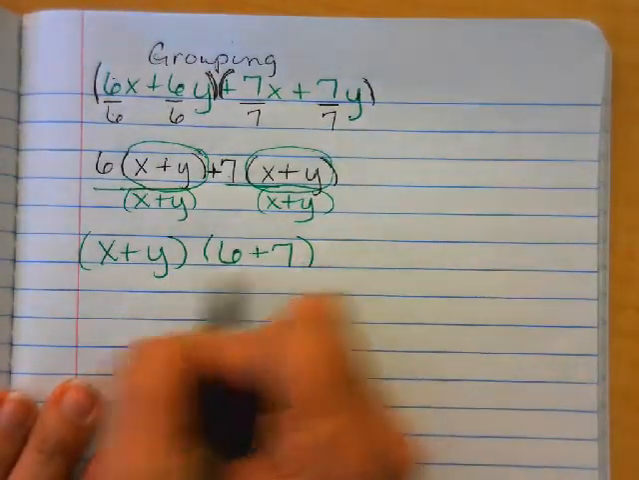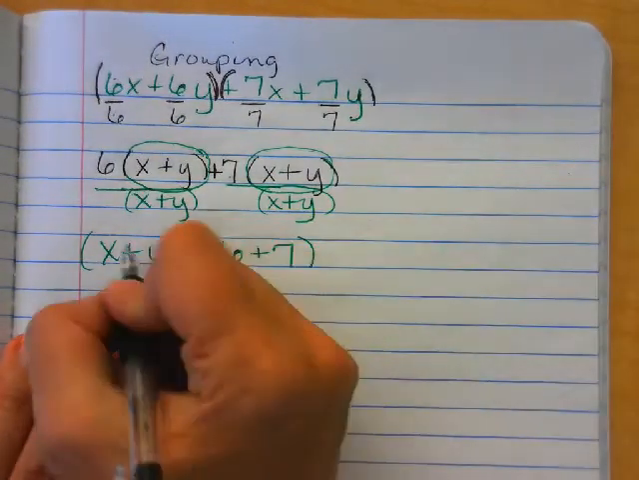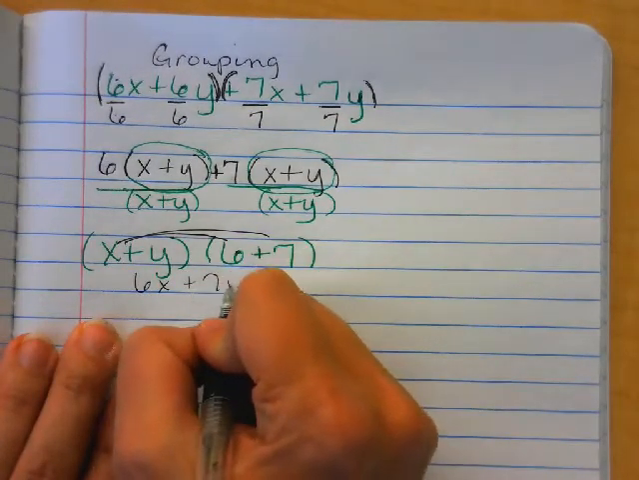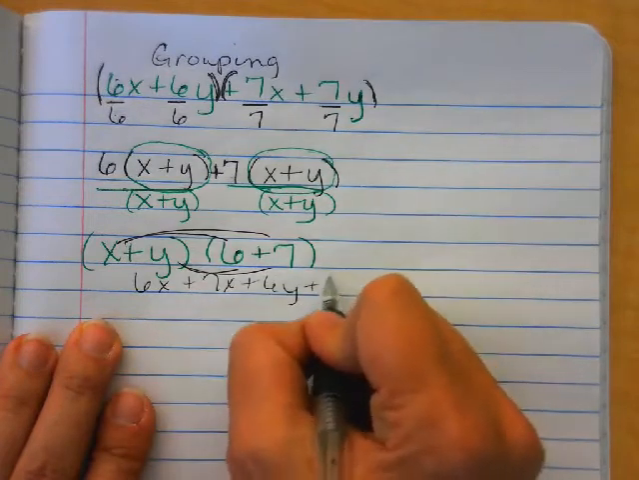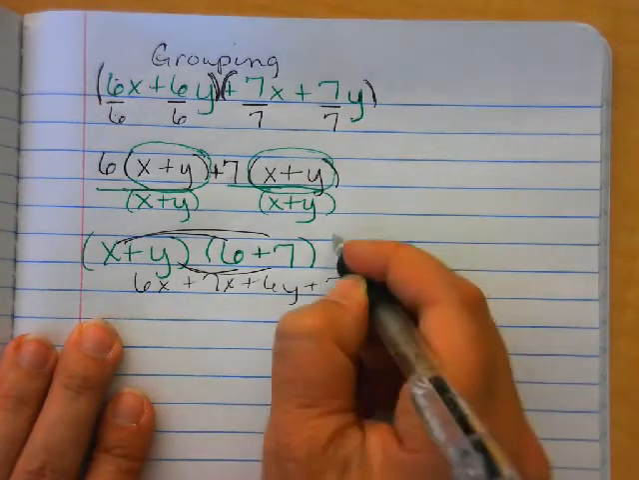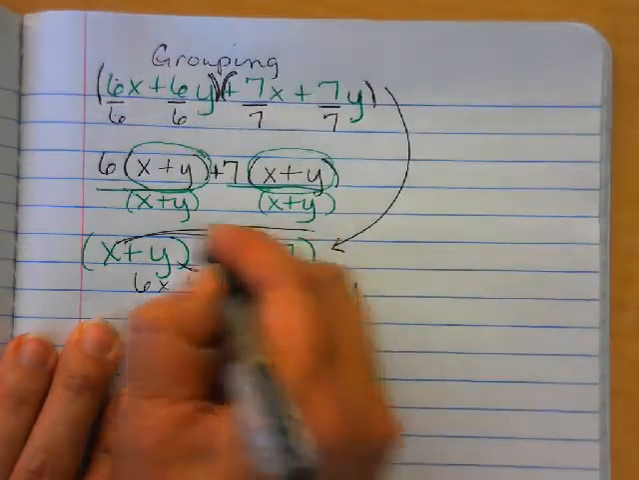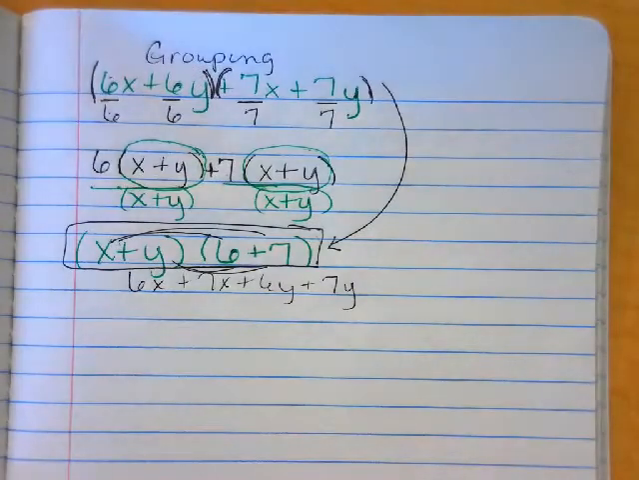And now this is factored all the way down. Because if I went back and did the distributive property, 6x, 7x, 6y, 7y. So right here, if we wanted to factor this, we would get x plus y times 6 plus 7.